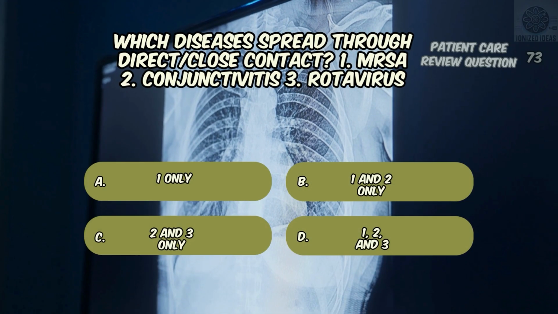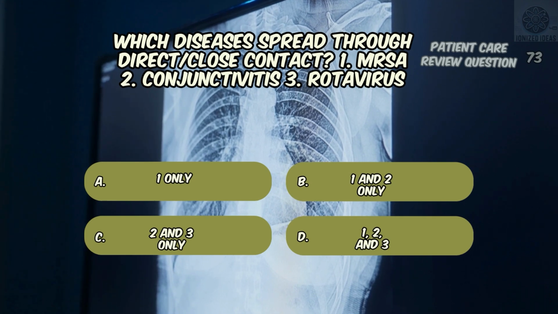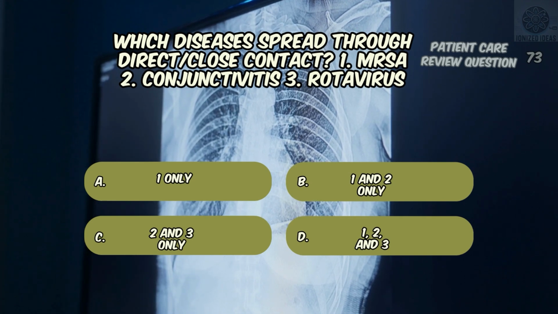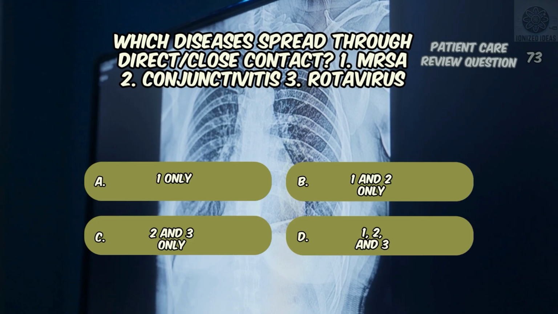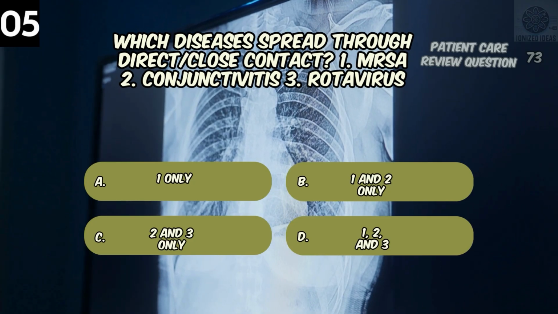Which diseases spread through direct, close contact? 1. MRSA. 2. Conjunctivitis. 3. Rotavirus. A. 1 only. B. 1 and 2 only. C. 2 and 3 only. D. 1, 2, and 3.